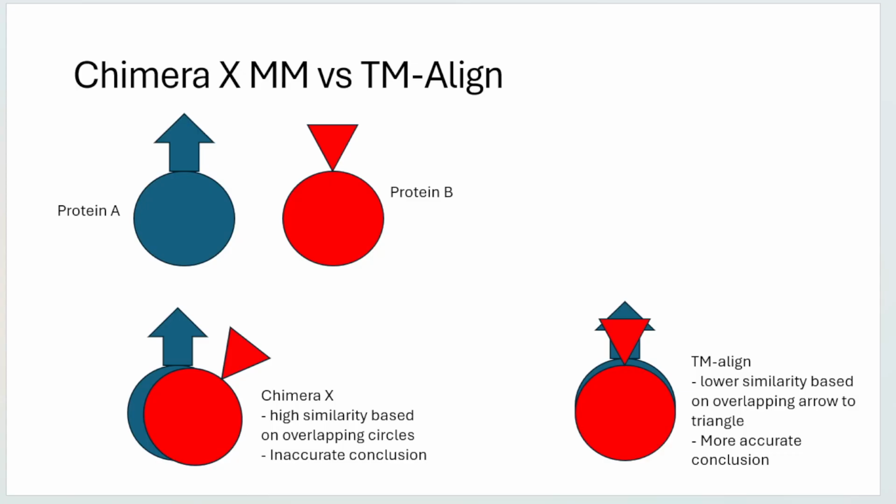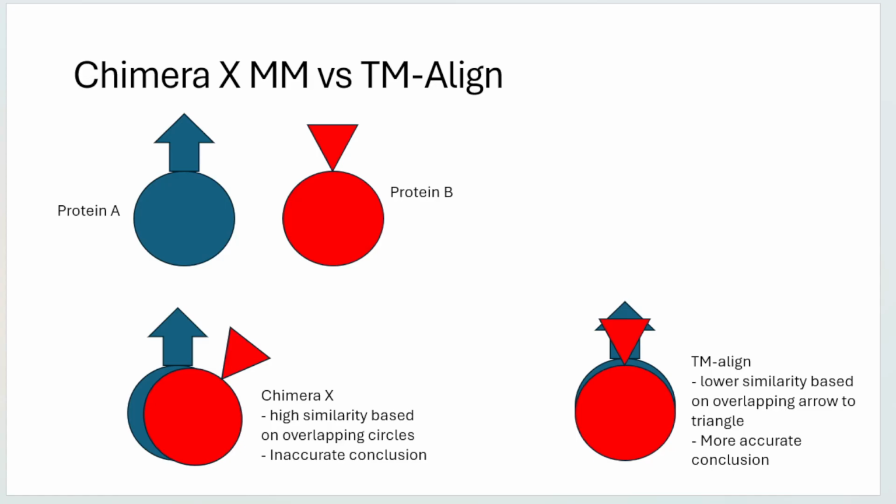So let's quickly talk about Chimera X matchmaker versus TM align. If you have protein A and protein B, two different proteins with a similar kind of circle at the bottom, they're just shapes. Chimera X will compare preferably the two circles first and say, look, high similarity. It'll give a really low RMSD. So once again, low RMSD means low angstrom, means closer fit, just simply based on the overlapping circles. And this gives an inaccurate conclusion about the overall fit of a protein to another protein.